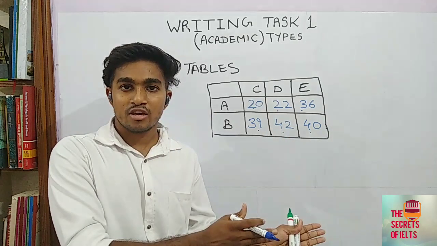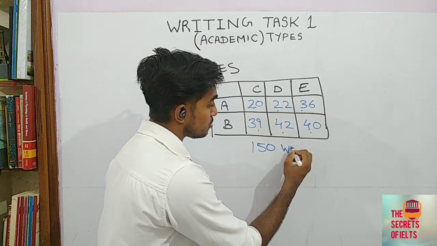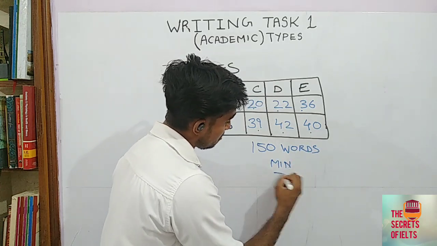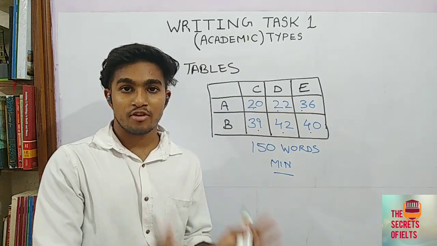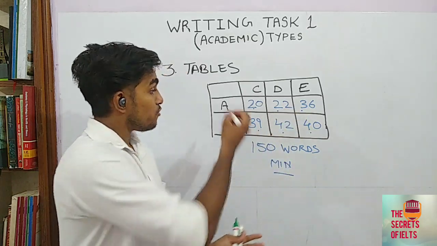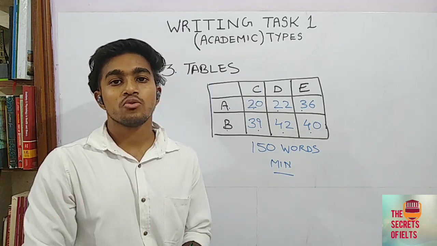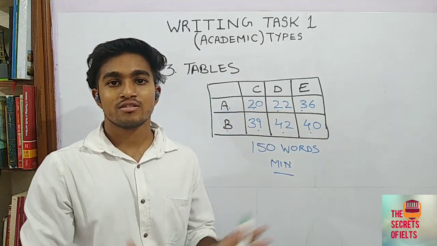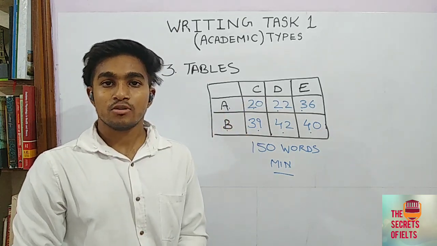You have to summarize the data in 150 words, and that is the minimum limit. You have to explain these in a minimum of 150 words. You have to summarize, find trends, compare both the products, and you can also give some superlatives, for example, the highest, the lowest, etc. So this is a classical example of a table.